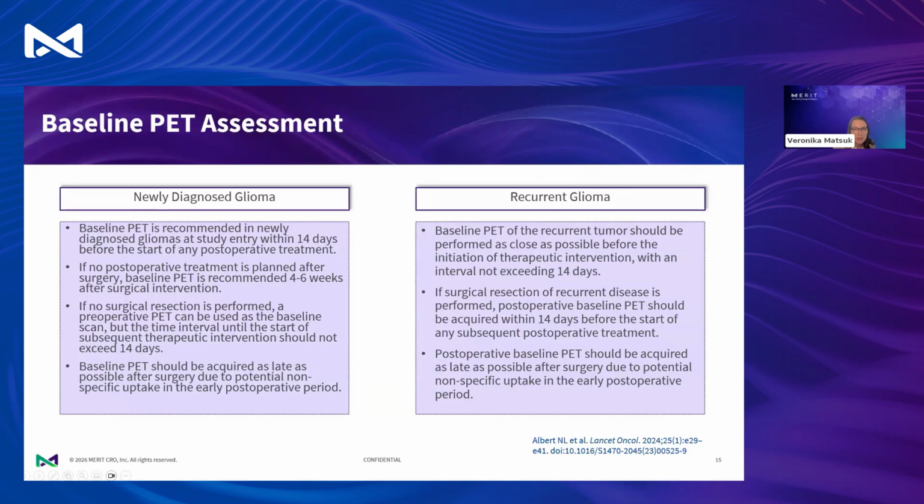The timing of baseline PET is defined in PET RANO and differs between newly diagnosed and recurrent glioma. In newly diagnosed glioma, baseline PET should be obtained within the first 14 days before the start of any post-operative treatment. If there is no post-operative treatment planned, the imaging is recommended 4 to 6 weeks after surgery, once early nonspecific post-operative uptake is less likely to confound any interpretation.